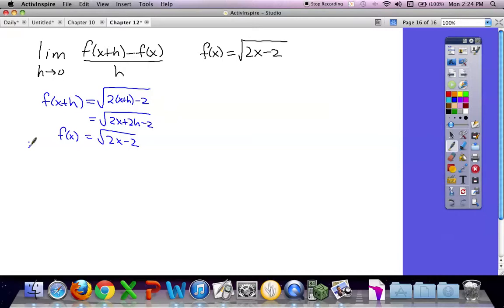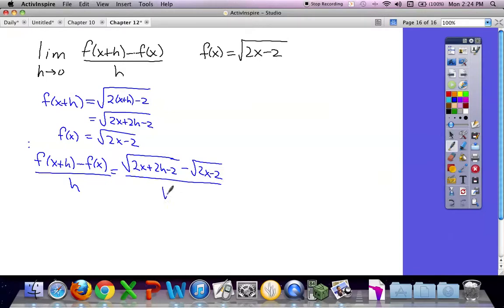So when I subtract f of x, well, I'm not sure I'm going to have enough room here. Let me start it over here. I think it probably works better if I start it here. F of x plus h minus f of x divided by h equals the square root of 2x plus 2h minus 2 minus the square root of 2x minus 2 divided by h. And again, we are taking the limit of all of that.